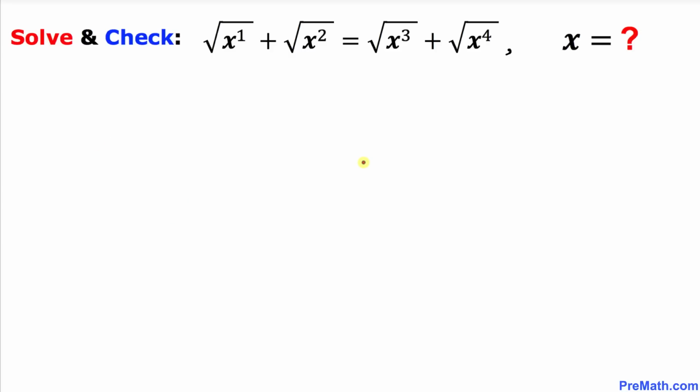So let's go ahead and get started with the solution, and here's the very first thing we are going to do. Let's focus on this very first term. x^1 could be written as simply x. So we can write this first term as square root of x, plus, let's focus on this second term. The square and square root undo each other, so this simply becomes x, equals.